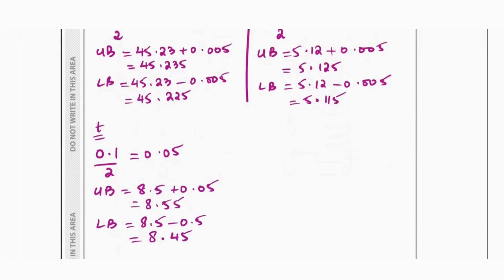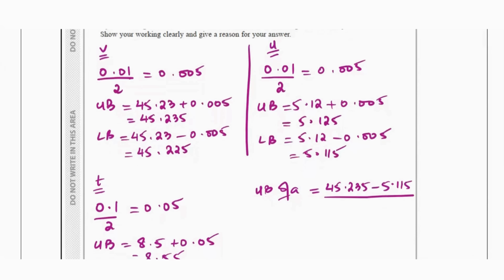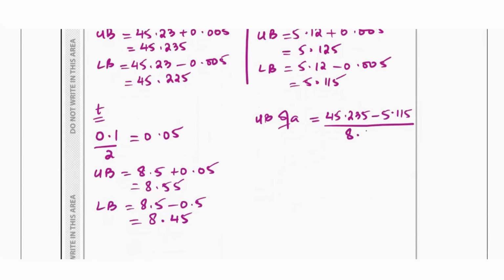Now we try to find the upper bound and lower bound of a, because we have the upper bounds and lower bounds for all the variables. The upper bound of a is going to be the upper bound of v, 45.235, minus the lower bound of u, 5.115, divided by the lower bound of t, 8.45. That's going to give us 4.75, correct to two decimal places.